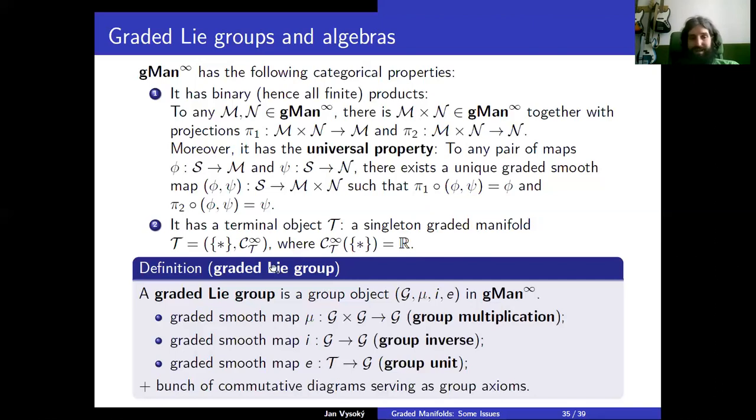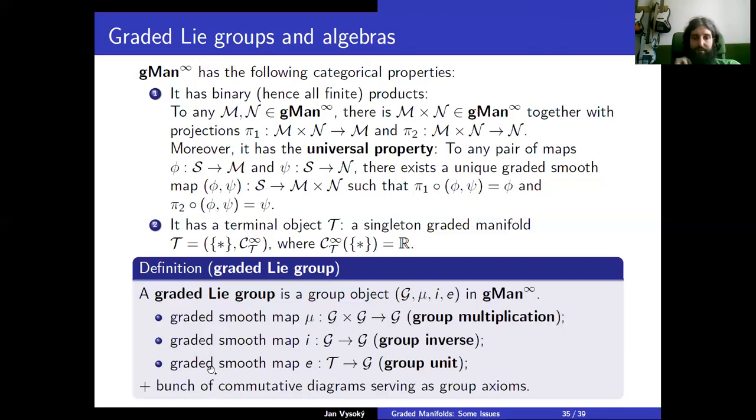So I can define a graded Lie group now easily, just to be a group object in my category. And what is a group object? It's a four-tuple of objects. So G is an object in my category, so G is a graded manifold. And there is a multiplication map, the group multiplication map, which is a graded smooth map because we are in the category of graded manifolds, which goes from the product G times G to G. And this is why I need binary products.